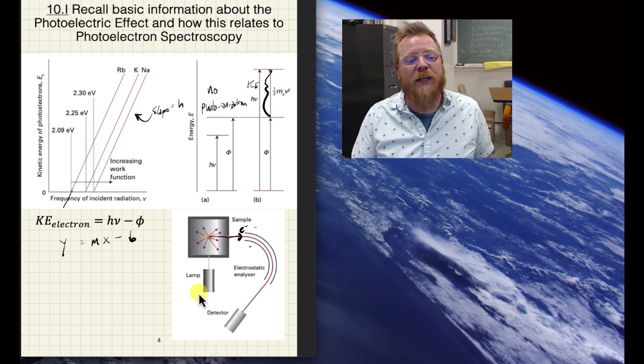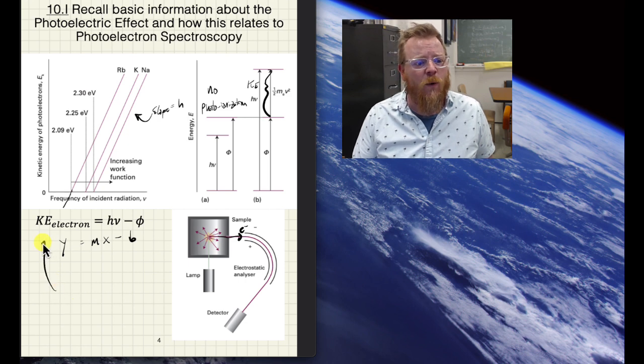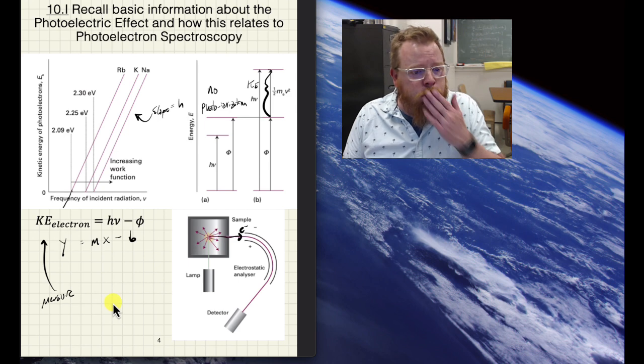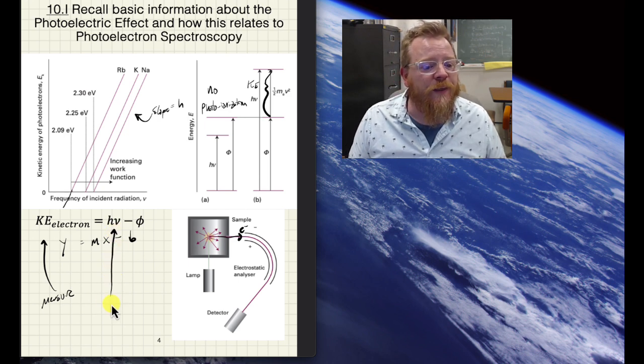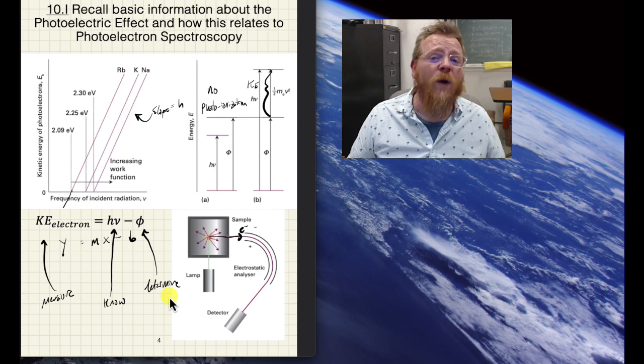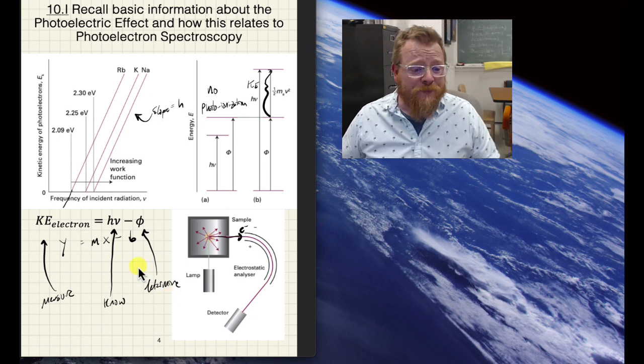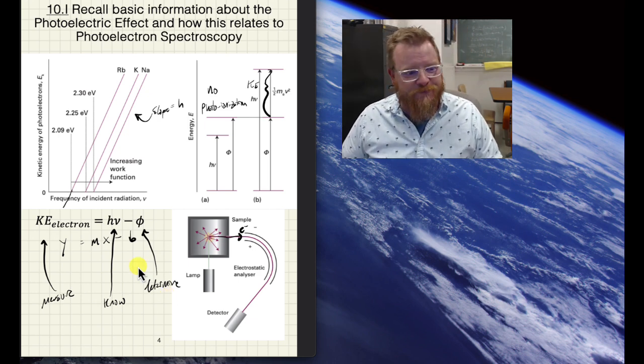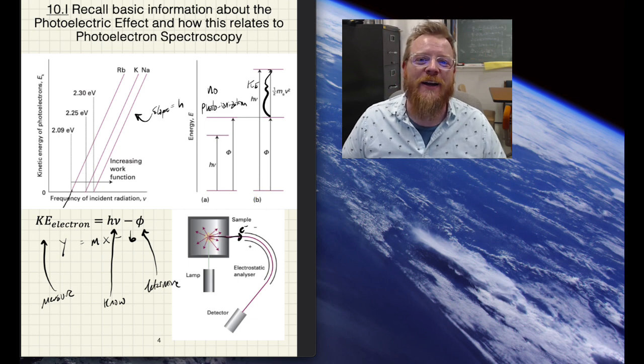Thus, by measuring the kinetic energy, we measure this. We know the amount of light we are using, that is known. And so we can determine the work function, or in the case of photoelectron spectroscopy, that's known as the binding energy. Okay, more details on XPS and photoelectron spectroscopy in the next video.